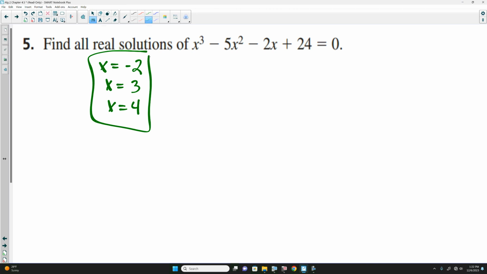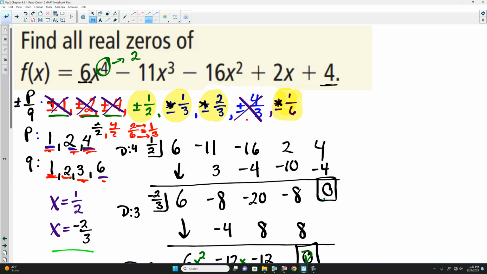How many do we need? How many do we have? So we are done. Questions on this here? Because we need 3. We have 3. We're done. Here, we only need 3. Here the degree is.